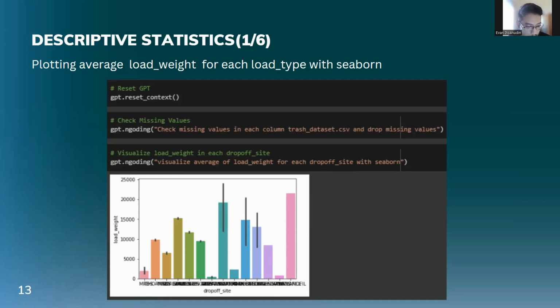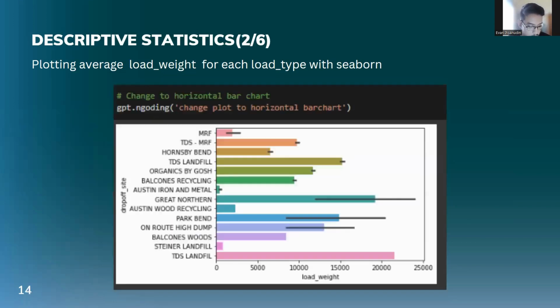As a result, the AI can plot average load weight, but the visualization is messy on the X level. So we will try to command the AI to clean and tidy up the previous visualization. We command the AI to change the orientation from a vertical bar chart to a horizontal bar chart. And as a result, the AI can change the orientation of the visualization that was created before.